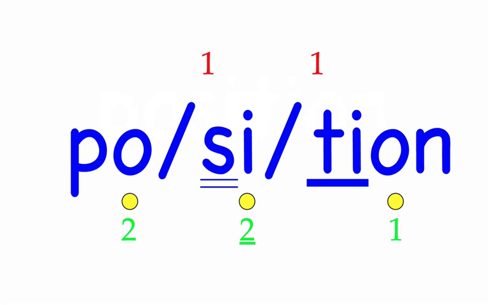Invasion. Invasion. There is talk of an invasion. Invasion. In has two sounds. I, n. Ve, two sounds. V, a. Jean, three sounds. J, a, n. Invasion. Mark the word.